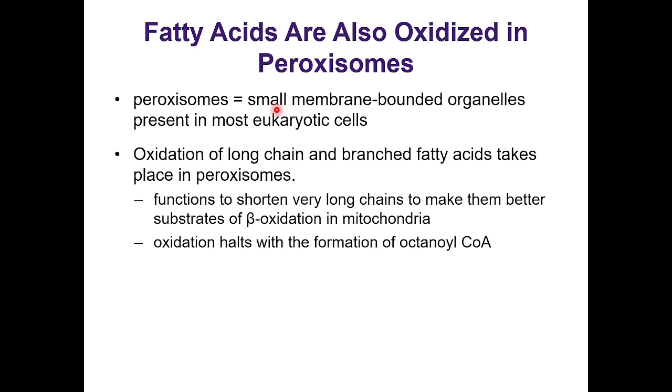Okay, so we have peroxisomes. These are small membrane-bound organelles present in most eukaryotic cells. The oxidation of long-chain and branched fatty acids is going to take place in the peroxisomes. Their function is to shorten very long chains to make them better substrates for beta oxidation in your mitochondria. The oxidation will halt with the formation of octanoyl-CoA.